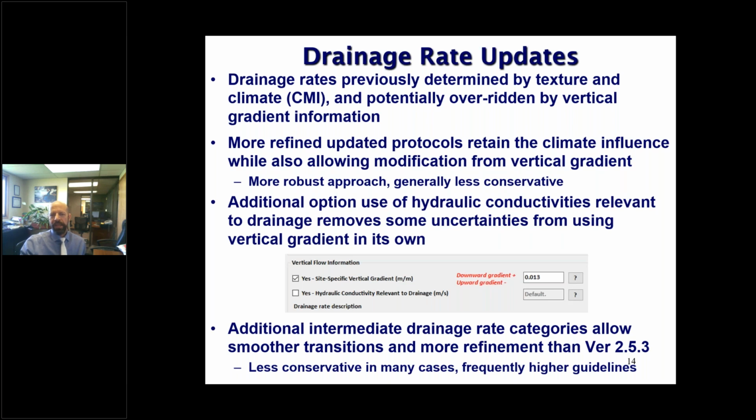And related to this, there's also a new feature where hydraulic conductivities relevant to drainage rates can be entered, and it fixes a little bit of an issue where vertical gradients on their own only provide kind of limited information about true vertical groundwater flow. You need both hydraulic conductivity and gradient to have a good understanding of how vertical flow works. So having that added adds some extra refinement to the ability to predict drainage rates.